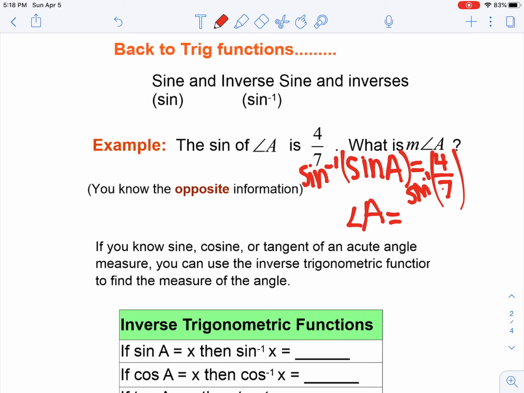then we would be left with angle A equals, and then in your calculator to take the inverse sine, you're going to hit the second key and then your sine button. Then it should look like that sine with the -1 up in your calculator screen. Then you can just type in your fraction like normal. And let's just round to the nearest hundredth. So I get 34.85 degrees for angle A.